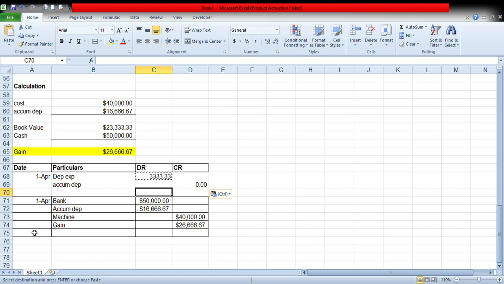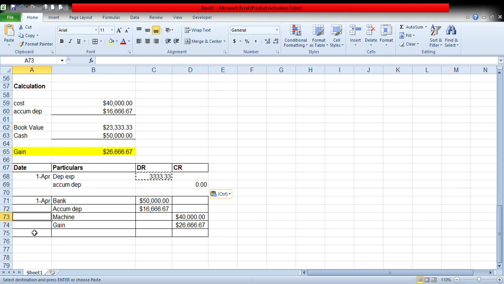As you know, accumulated depreciation is this. Machine is this. Bank: we are receiving the cash, 50,000 debit. Accumulated depreciation, we are closing it, that's why we are debiting it. Machine, we are closing it, that's why we are crediting. Gain: when we earn a gain, we record it on the credit side. When we have a loss, debit side.